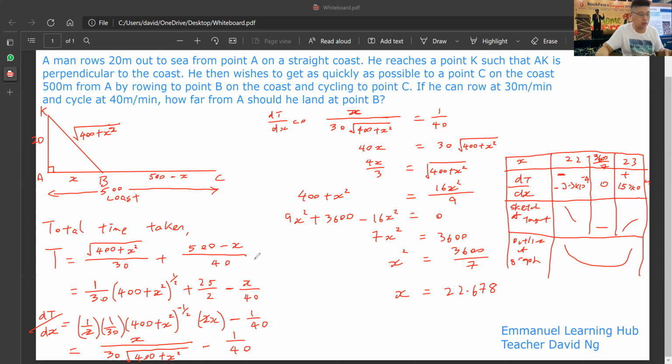Any more question? For this question, you'll notice it's easier to use the first derivative test than the second derivative test, because this expression is not easy to differentiate. That's why you use the first derivative test. So far, any question? No.